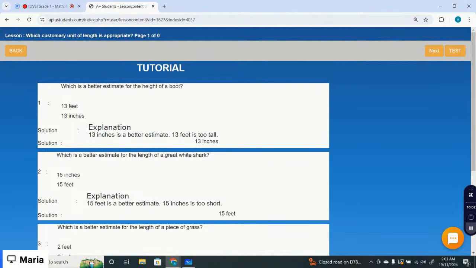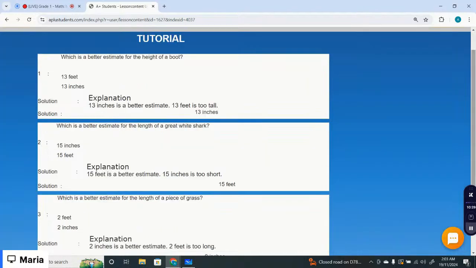That is a boot, right? So it would be 13 inches because feet is too tall for the length of the boot. So basically inches and feet, they both are units of height, but feet is used to measure tall objects, right? And inches is used to measure the small objects. So that is just a boot, so it would be 13 inches, right?